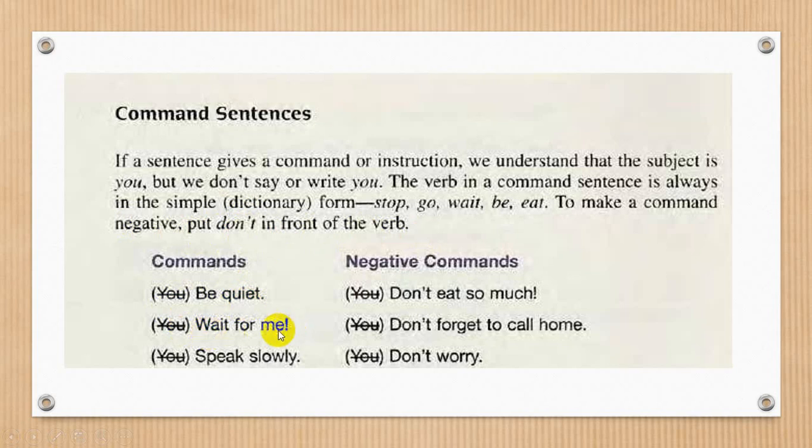Wait for me, تصير don't wait for me. Okay, speak slowly, don't speak slowly. Don't eat too much or so much. Don't forget to call me or to call home. Don't worry, لا تقلق. Okay, so إذا أريد ننفي نخلي الفعل المساعد don't أمام الفعل.